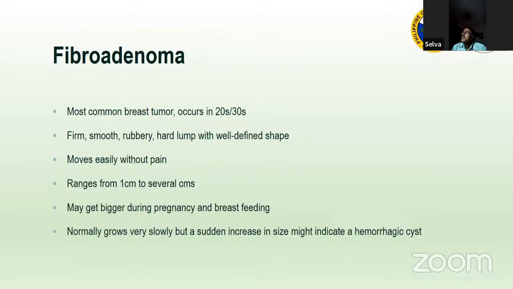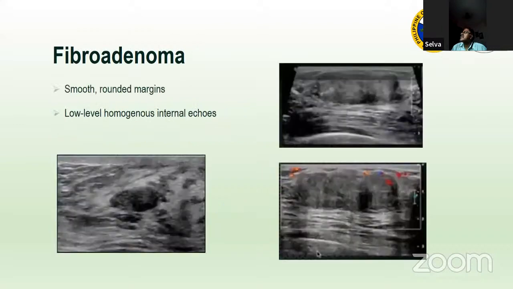Normally grows very slowly, but a sudden increase in size might indicate a hemorrhagic cyst. Fibroadenoma, a benign tumor, is usually painless. It is a hard, round lump with a smooth and well-defined border that moves easily under the skin of the breast. This is an example of a fibroadenoma with smooth and rounded margins. It has low-level homogeneous internal echoes.